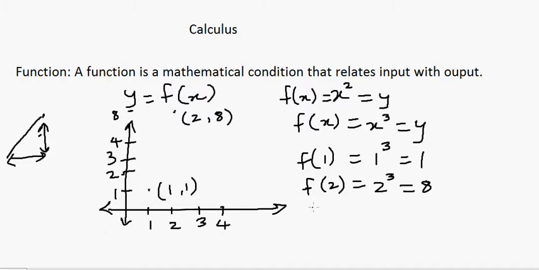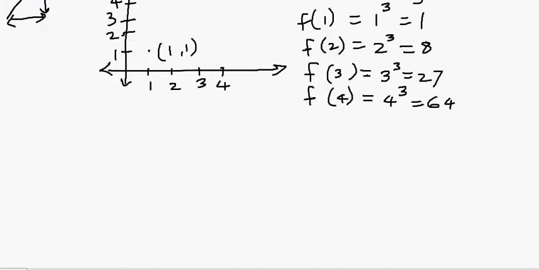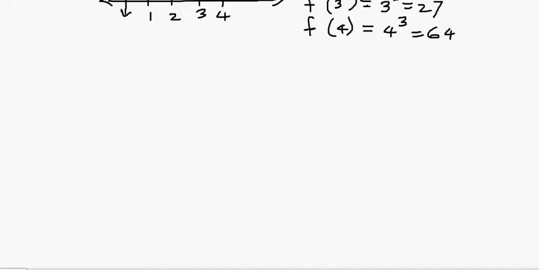We can do it further for, let's say, f of 3 is gonna be 3 cubed, so it's 27. F of 4 is 4 cubed, that is 64. And we can go on forever. So our function f of x may be equal to x cubed.